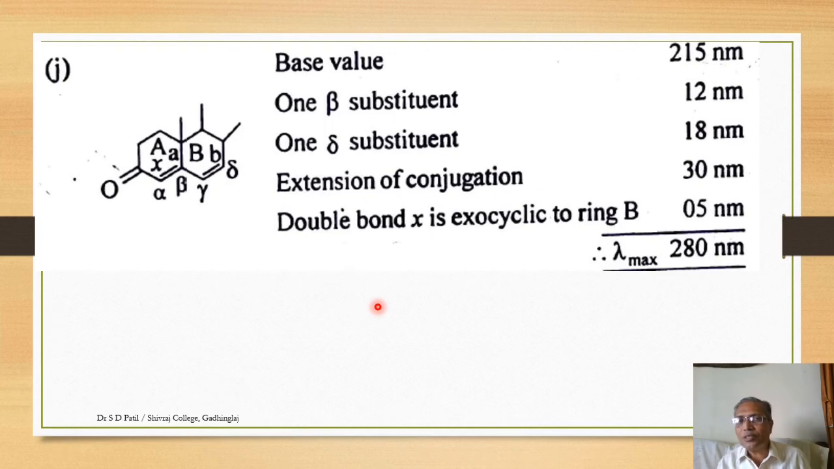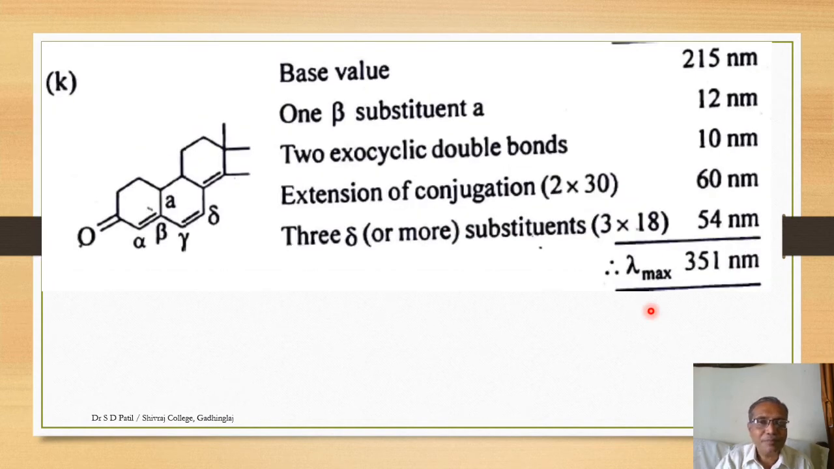These are increments to the 215 base value: 12 nanometers for one beta substituent, 18 nanometers for delta substituent, extended conjugation 30 nanometers, and double bond X exocyclic to ring B, increment of 5 nanometers. So the total is 280 nanometers. This structure appears complex, but it is very simple.